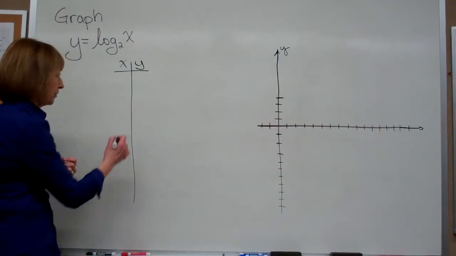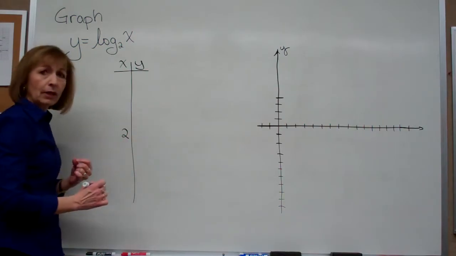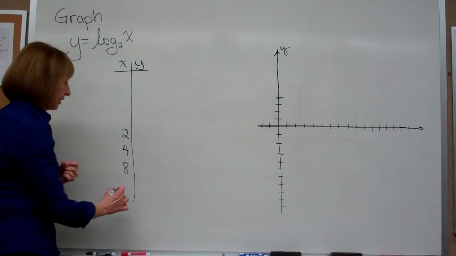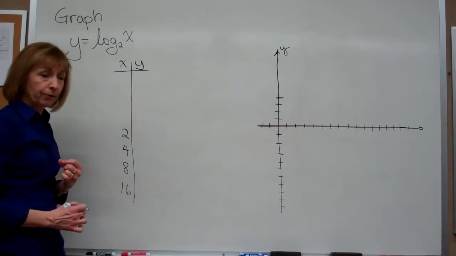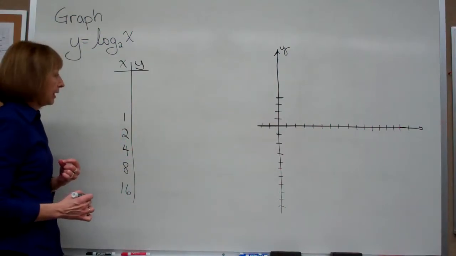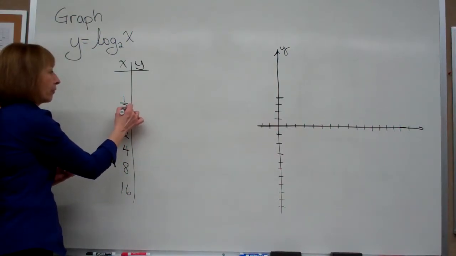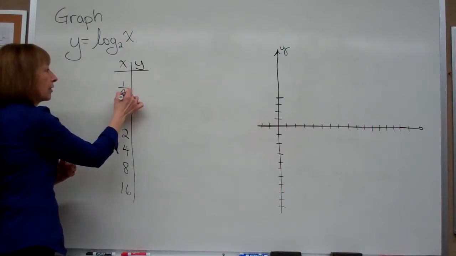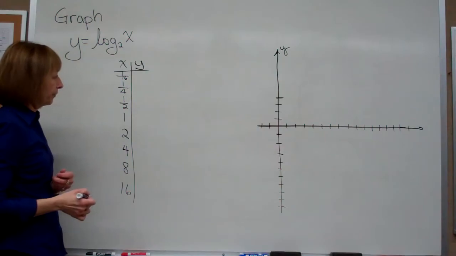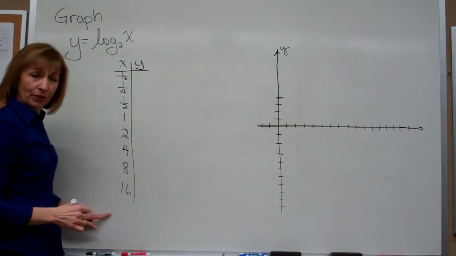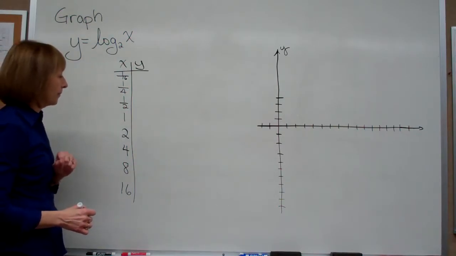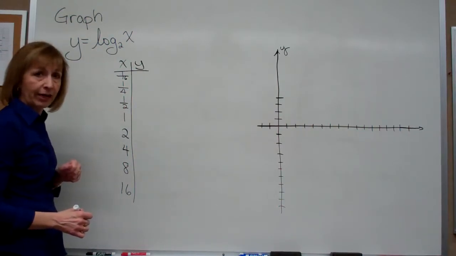Well, I know 2 is a power of 2. 4 is a power of 2. 8 is a power of 2. 16 is a power of 2. 1 is actually a power of 2, and 1/2 is a power of 2. 1/4 and 1/16, so each of those values are powers of 2. Now we're going to go with the easier ones first, the whole numbers for the arguments I put in, and then we'll go to putting in the fractional values.